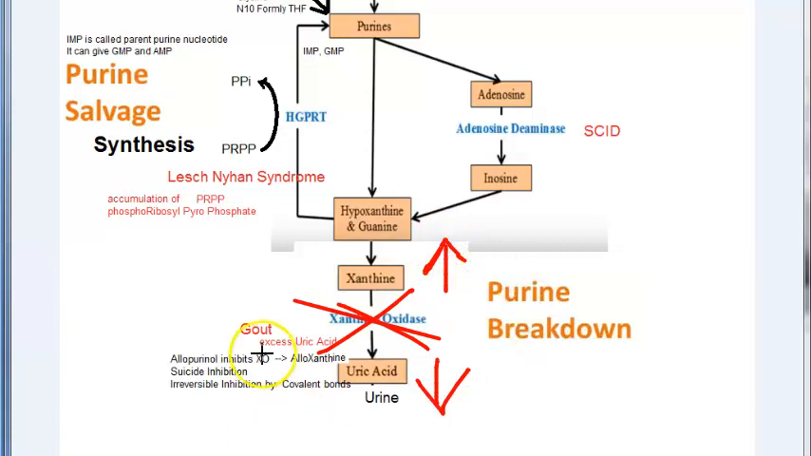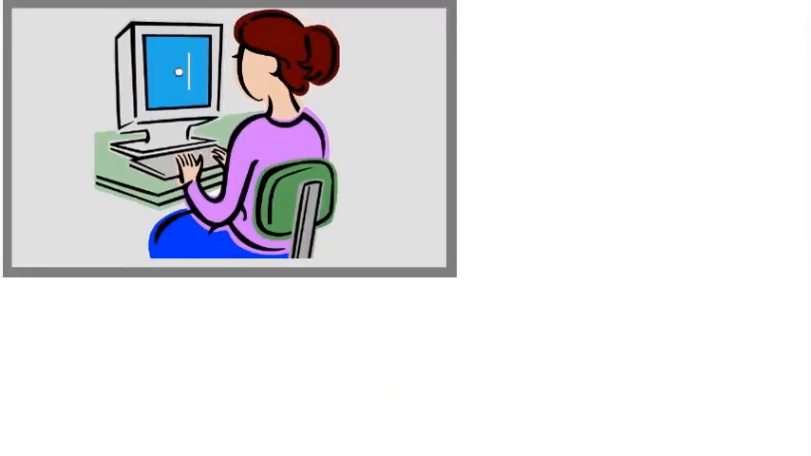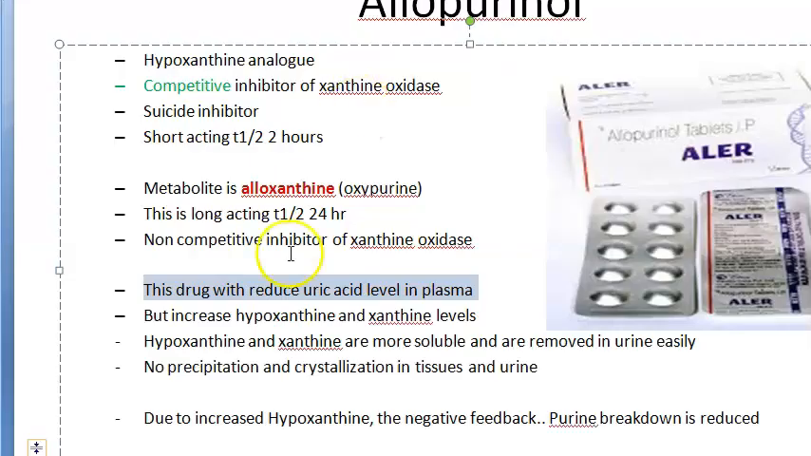That much you understood, right? So this drug will reduce uric acid levels in the plasma. Obviously that was the whole point of giving allopurinol to the patient. Wake up. If you are sleeping, please wake up. Basically, the whole point of giving allopurinol is to reduce the uric acid synthesis, right? So obviously, the drug will reduce the uric acid level in plasma, but the hypoxanthine and xanthine levels will increase.